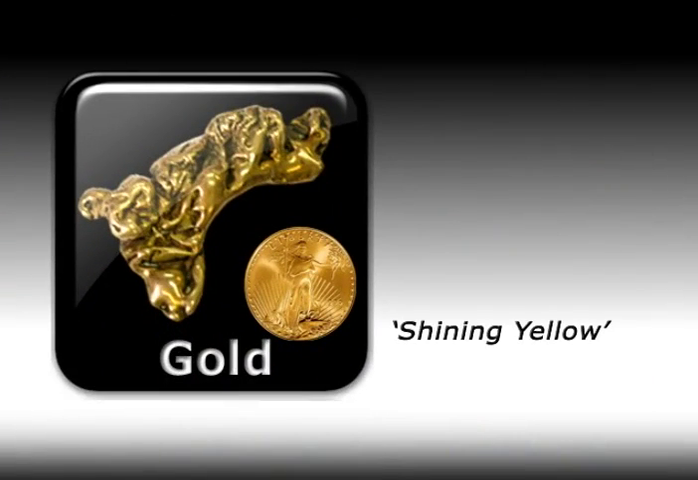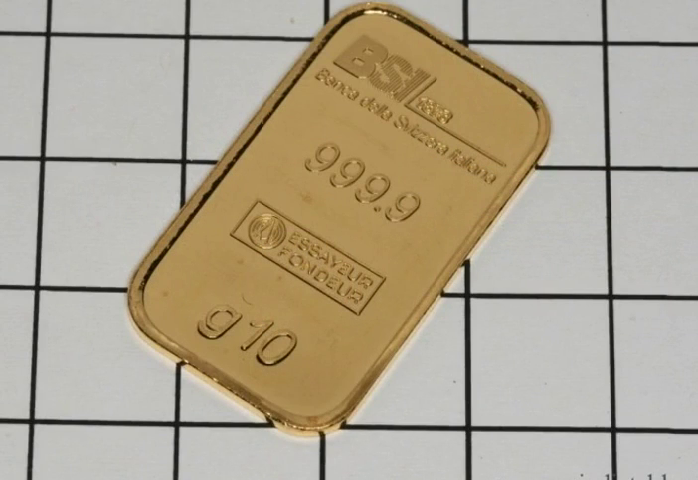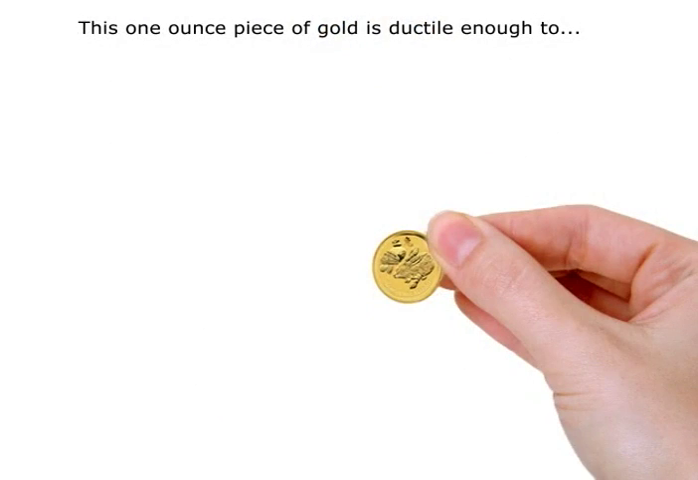Gold. Gold means shining yellow. The symbol Au is the Latin aurum, the golden color of the morning dawn. Gold is the most malleable and ductile metal in the world. This 1-ounce piece of gold is ductile enough to be drawn into a wire 50 miles long without ever breaking and beaten into a sheet nearly 100 feet on each side.